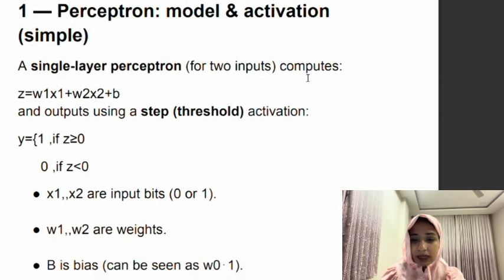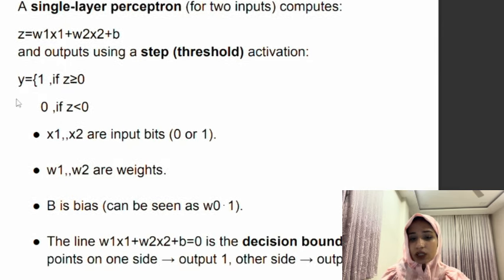A single layer perceptron for two inputs computes z equal to w1 x1 plus w2 x2 plus b and outputs using a step threshold activation. So we have a function y: y is 1 if z is greater than or equal to 0, and 0 if z is less than 0.